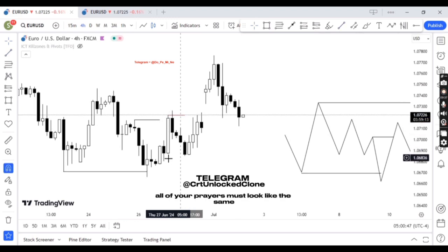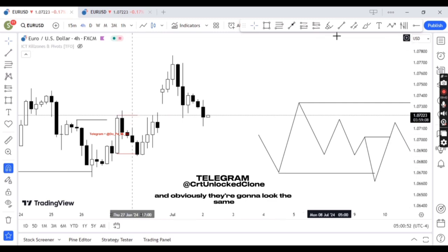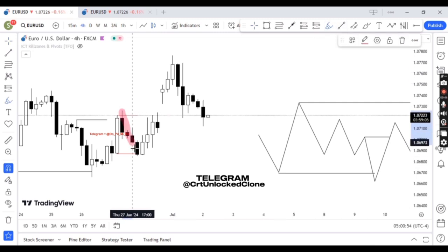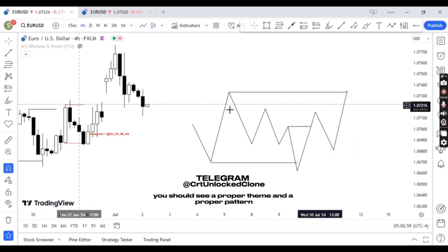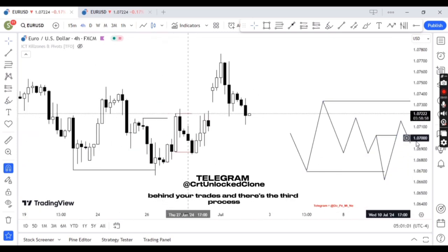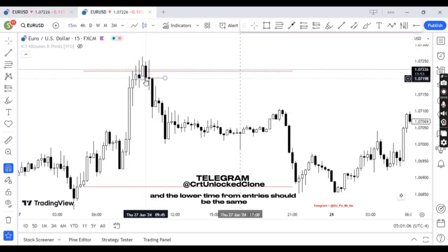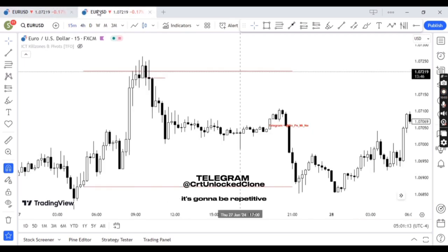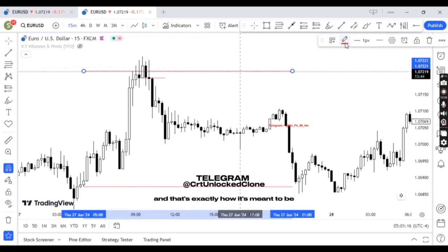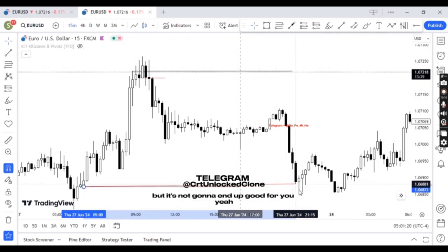All of your trades must look the same, feel the same, and obviously they're going to be boring as fuck, right? This is exactly what your aim should be. You should see a proper theme and a proper pattern behind your trades, and the higher time frame thought process and the lower time frame entries should be the same and look the same and feel the same, right? That's your aim as a trader. And obviously it's going to be boring, it's going to be repetitive, and that's exactly how it's meant to be. If you're always seeking excitement, then I'm sorry, but it's not going to end up good for you.